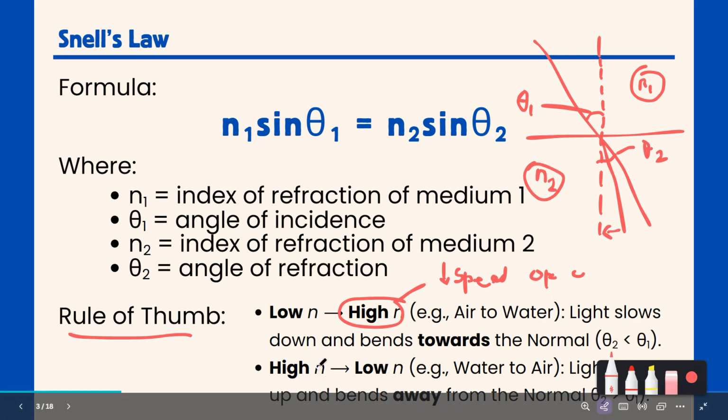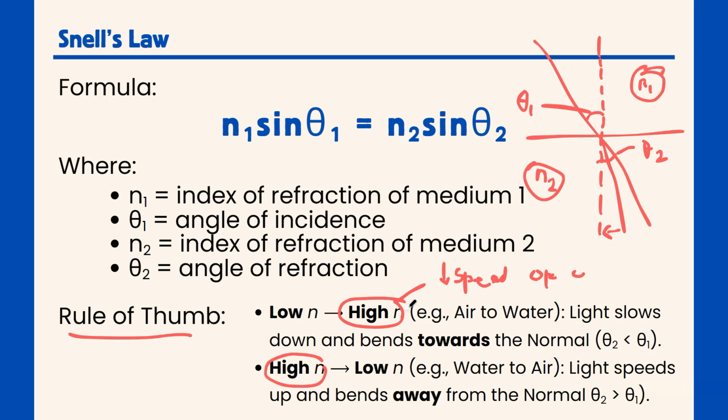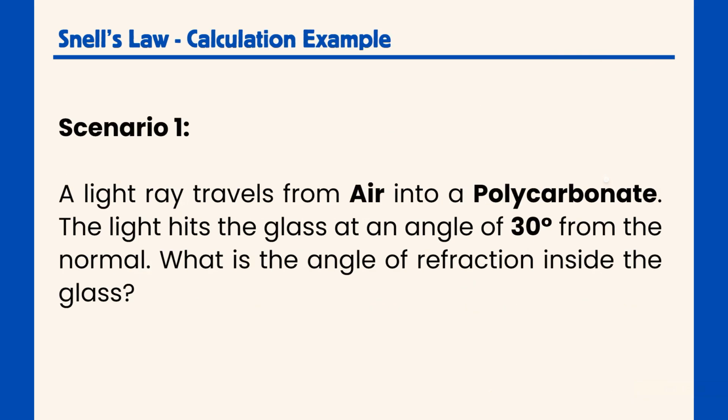However, in contrast, if the n value is bigger at the top and smaller at the bottom, the light bends less, meaning it bends away from the normal, so the angle becomes bigger. So that is one way to confirm whether the answer you got in Snell's law is correct or not. So let's have an example.